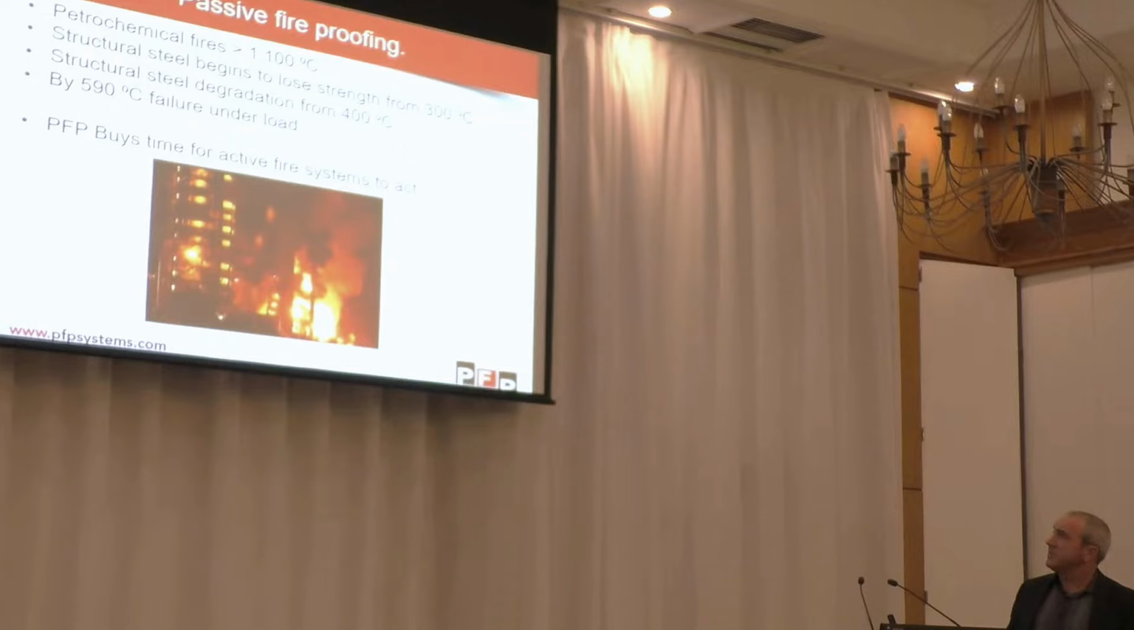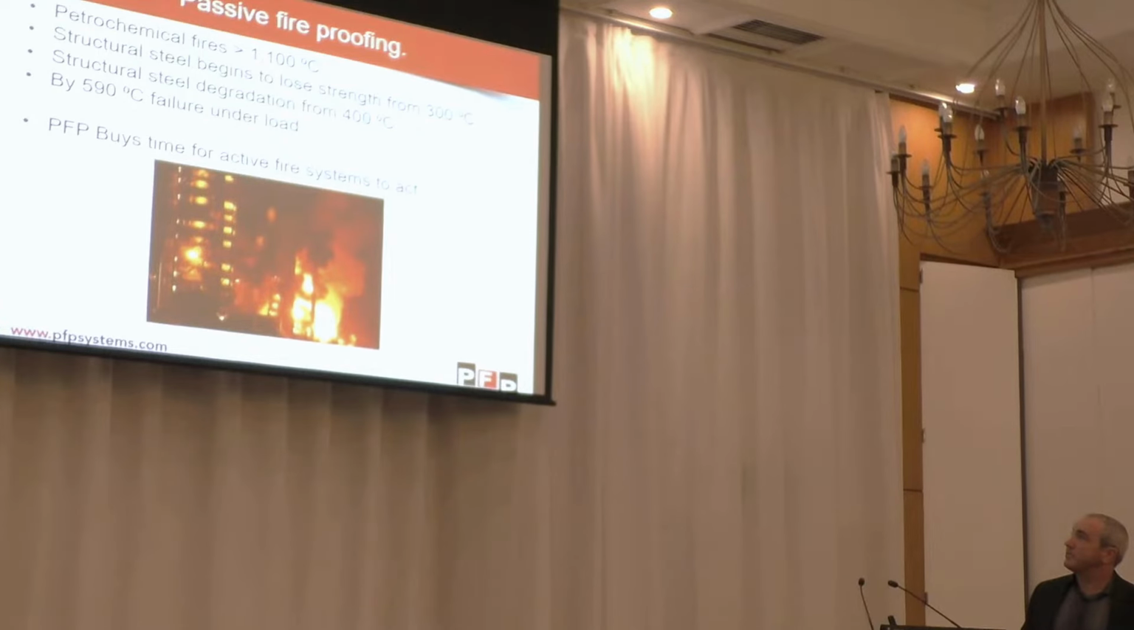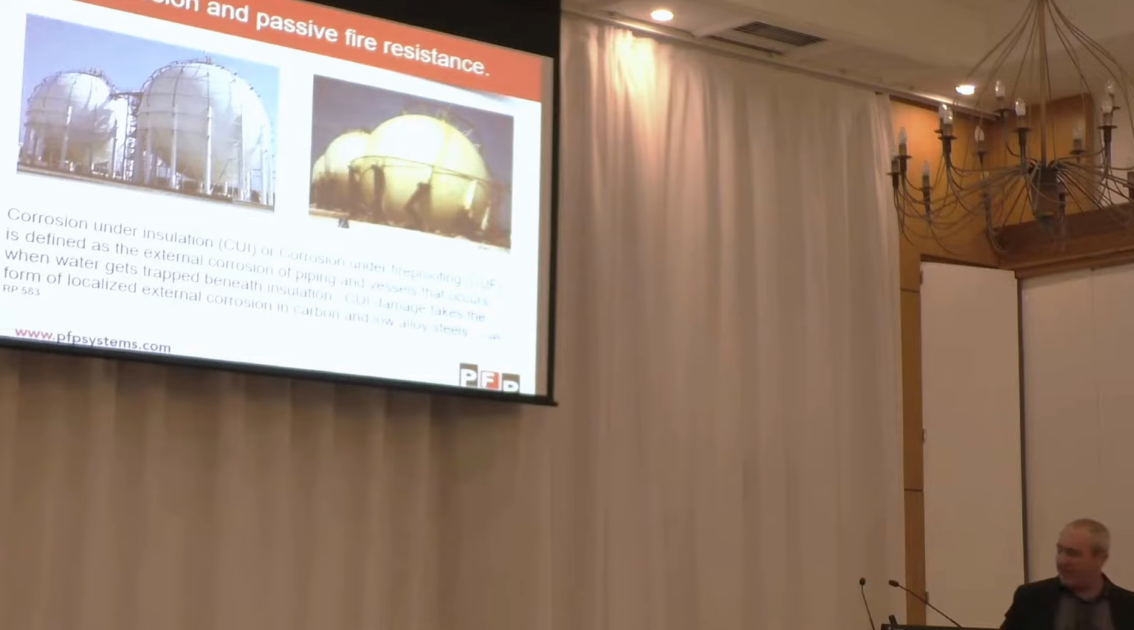But what about steel? Structural steel begins to lose strength from about 300, begins to degrade from 400 degrees Celsius, and by around 590 degrees Celsius, failure under load. So if we think about a tank on stands, it's the last thing we want when we look at the temperature that the petrochemical fire is reaching. So it really just buys time for the active fire systems, such as your deluge, foam systems, carbon dioxide, and sprinkler systems to act. We certainly don't want that to happen to our assets, so we really have to consider what's happening underneath the passive fire layer.